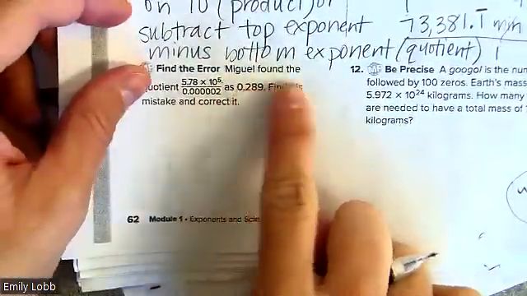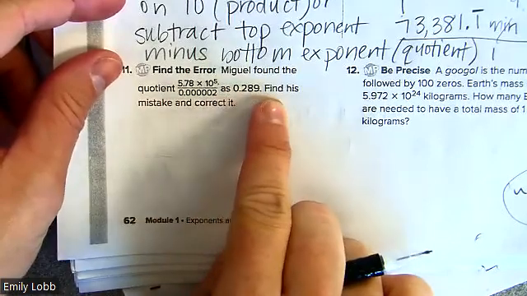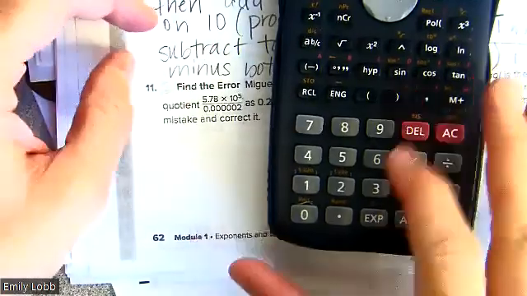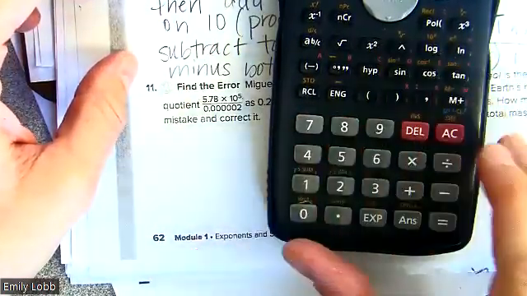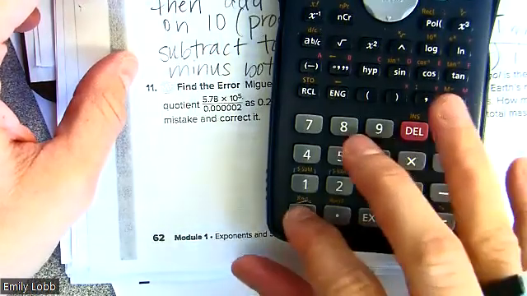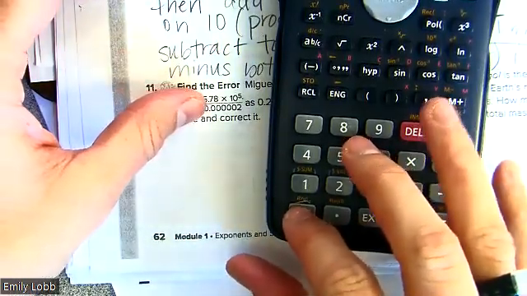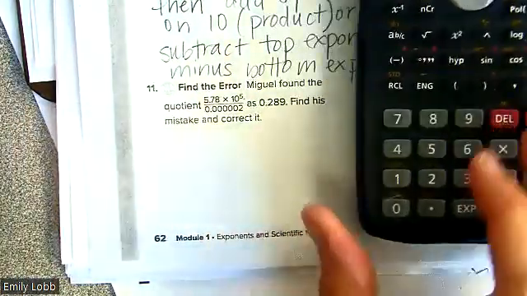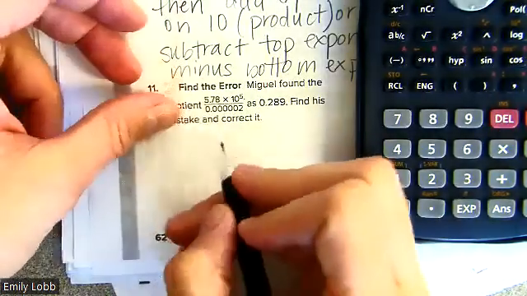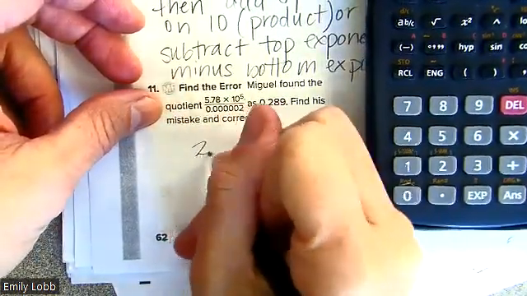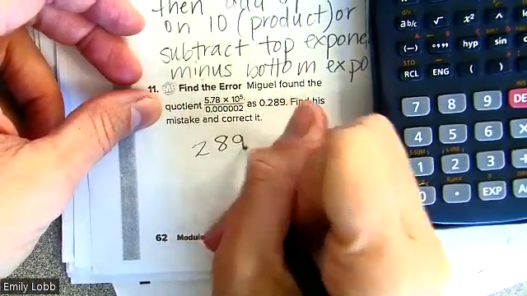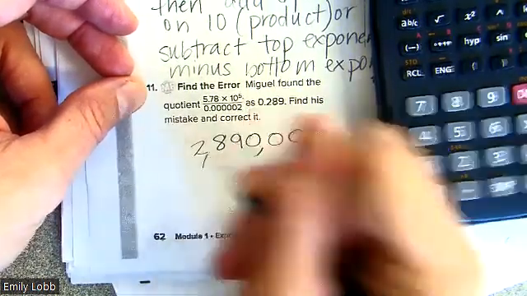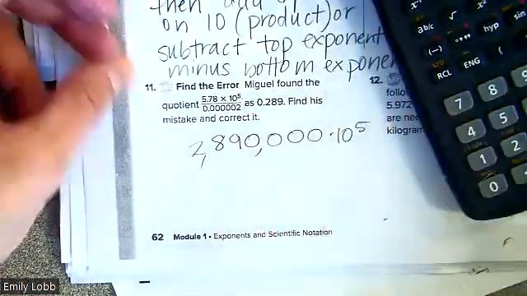Find the error. Miguel found the quotient as this. So 5.78 divided by 0.12345 zeros and then a 2. So what did he do? What did he do?